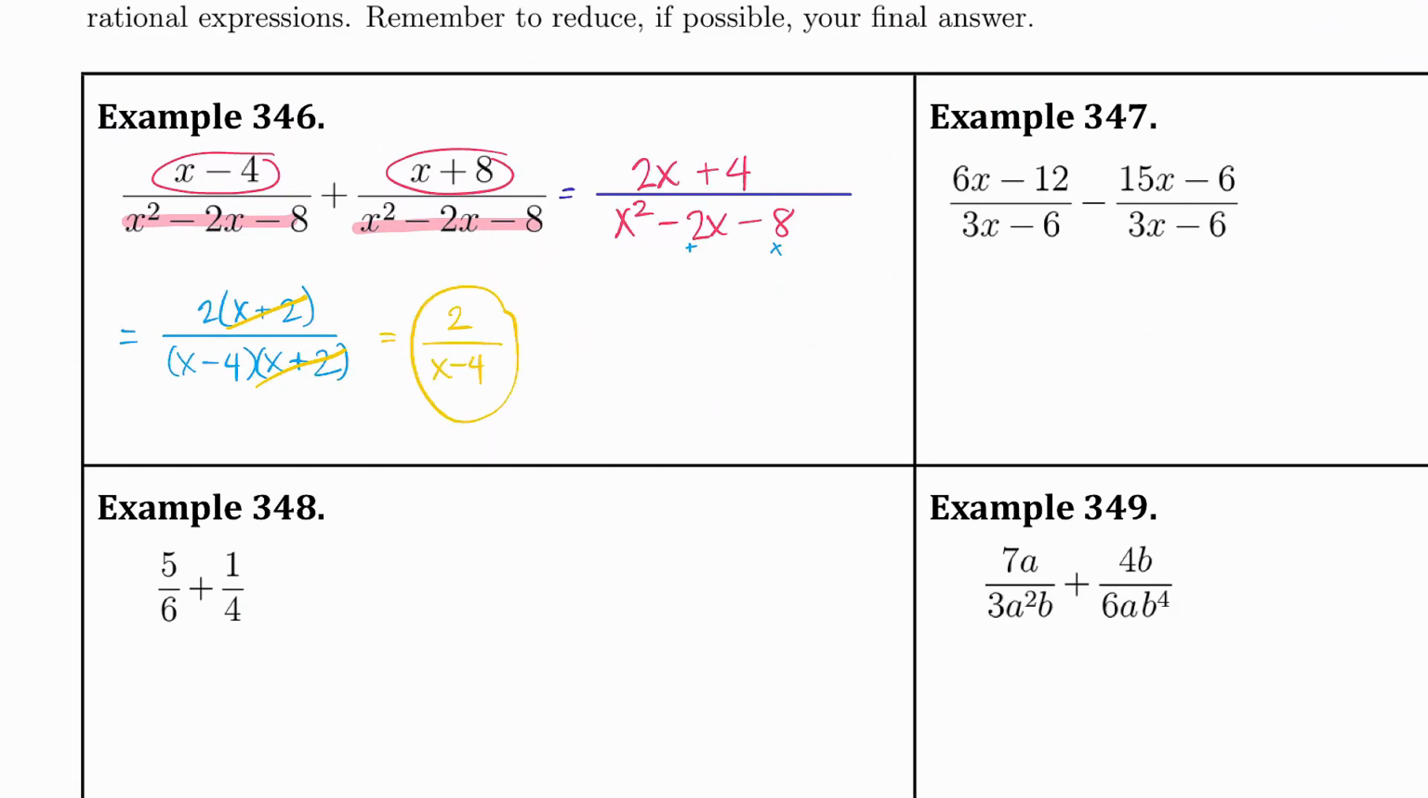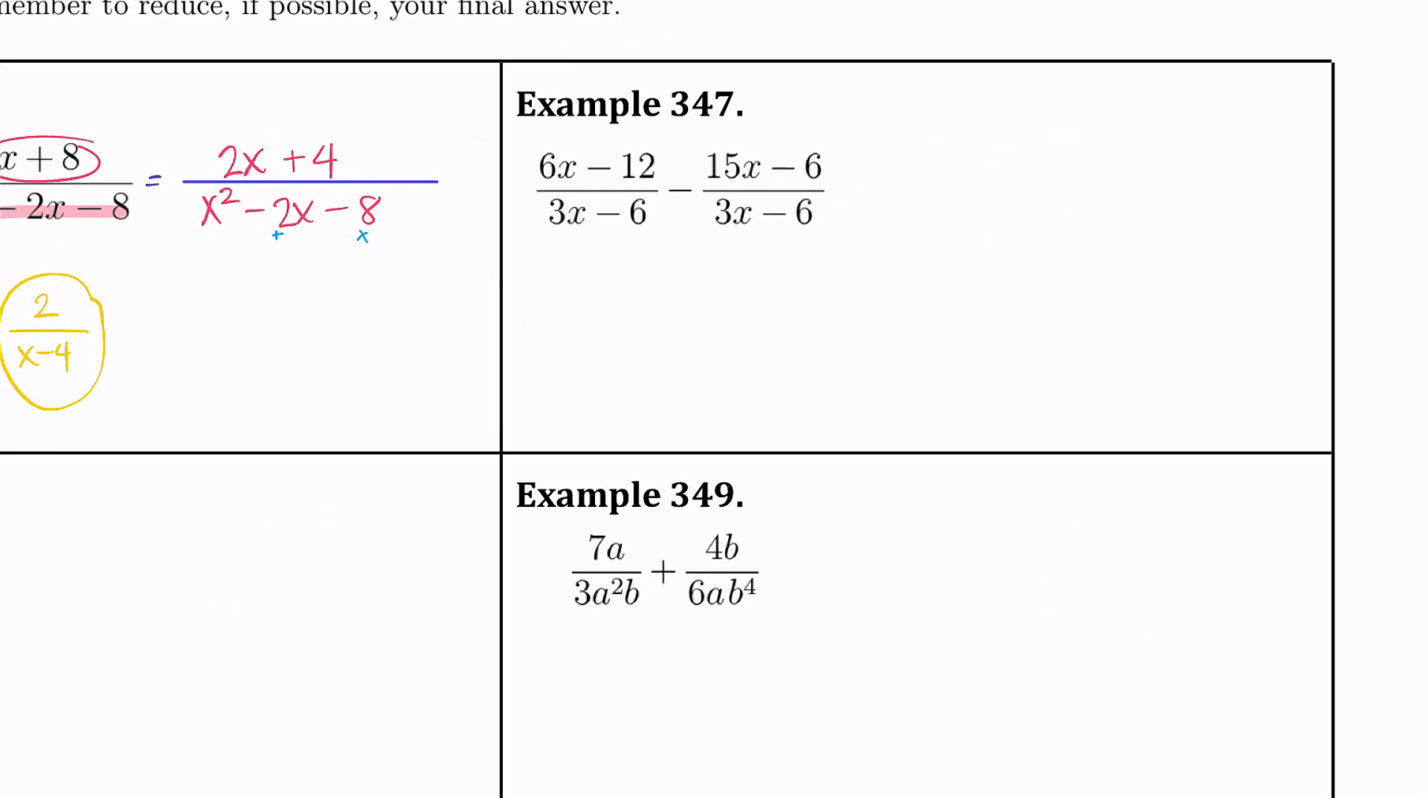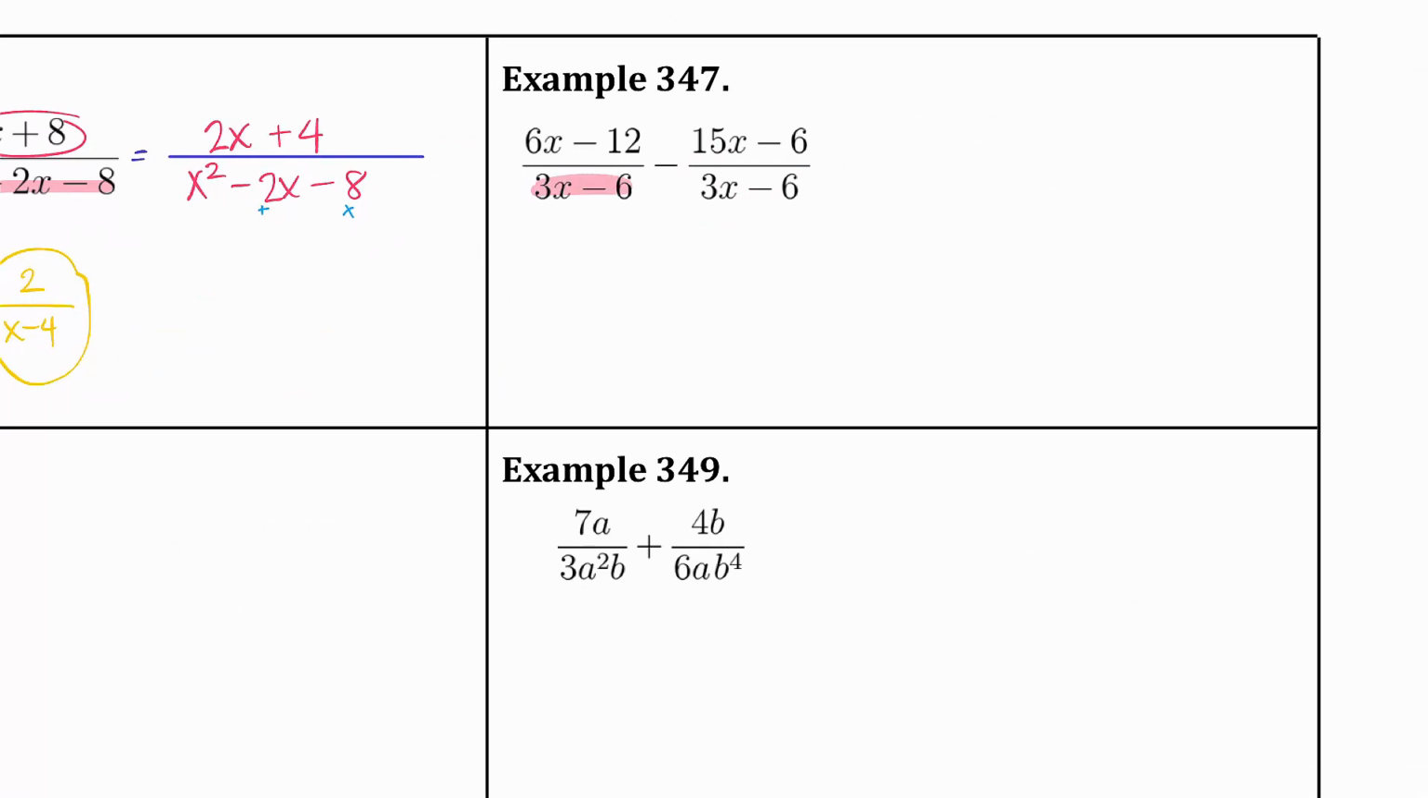Okay, similarly on example 347, we have common denominators, 3x minus 6. One thing I do want you to be aware of is that we're subtracting here. So we're going to have to do minus 15x minus negative 6 or plus 6. So just when we combine our numerator, we're going to have to keep that in mind. Okay, so because we have common denominators, we can just jump right into subtracting these.